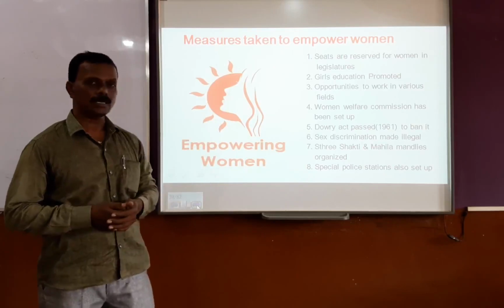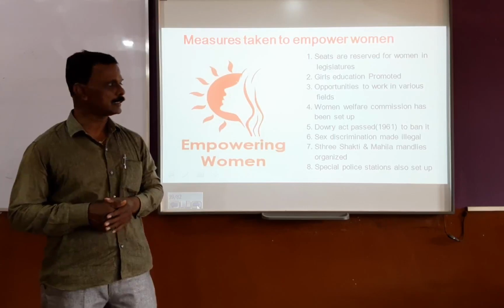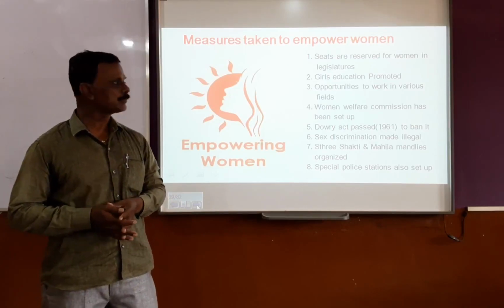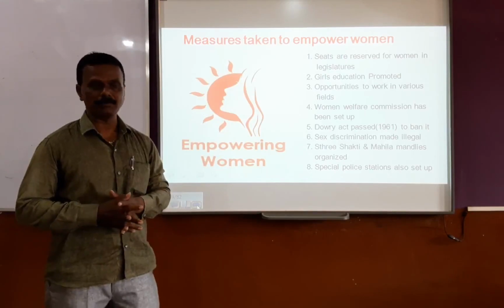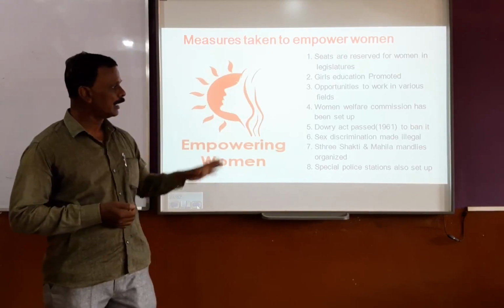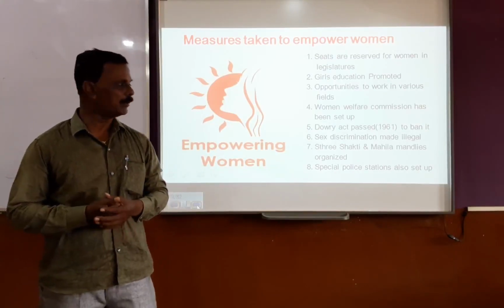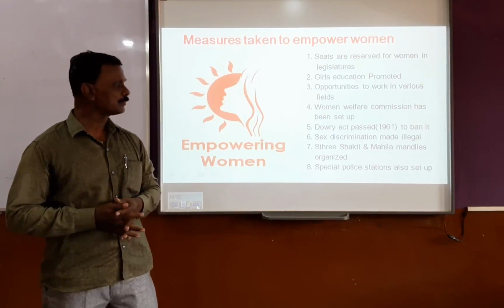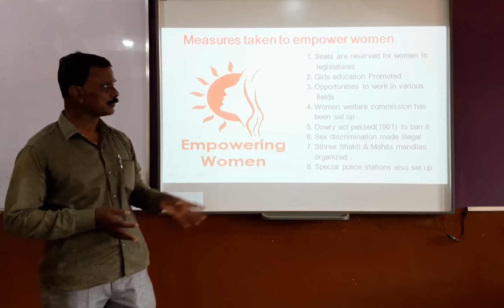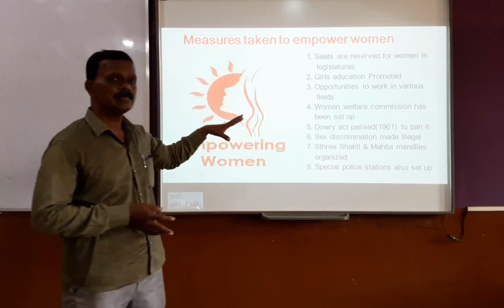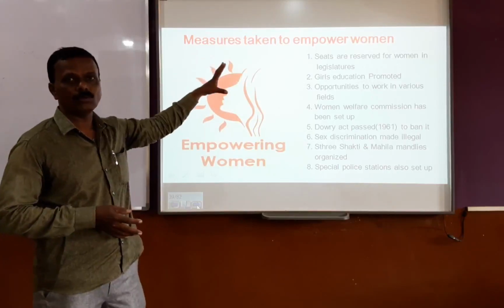And fifth is the Dowry Act, passed in the year 1961 to ban dowry. Sixth, sex discrimination has been made illegal. Seventh, Stree Shakti and Mahila Mandalis are organized. And last, special police stations are also set up. By taking all these measures, we can empower women.